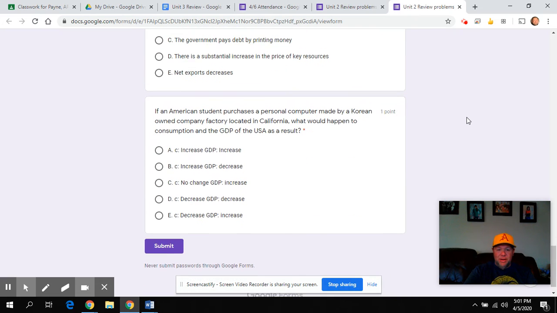And then the last one here, if an American student purchases a personal computer made by a Korean-owned company factory located in California, what would happen to the consumption and the GDP of the United States? All right. So an American student buys a computer that was made by a Korean-owned company's factory that was located in California. So what would happen? Consumption would increase because it is consumer spending. And so if C increases, will GDP increase? Yes, our GDP increased.